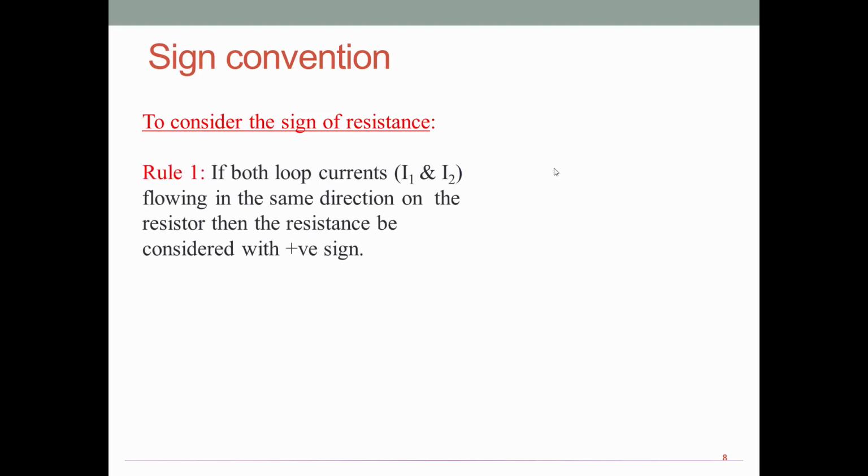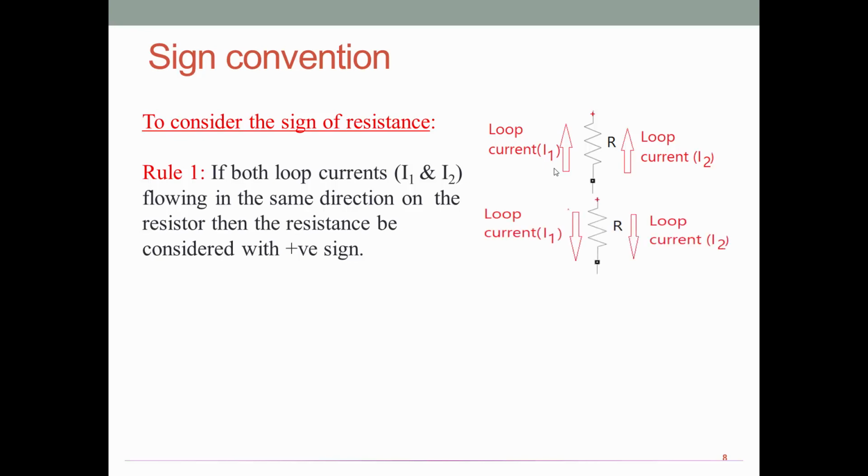Rule number 1. If both loop currents flowing in the same direction on the resistor, then the resistance be considered with positive sign. Say for example, I have resistor R, loop current 1 and loop current 2 acting on the same direction, so I may consider plus R here. Even if the loop current acting in the same direction but downward, you may consider it as positive sign.